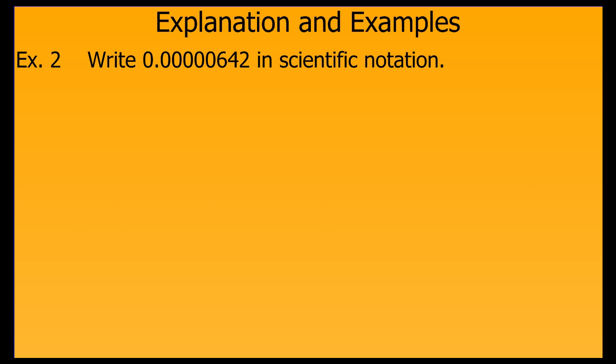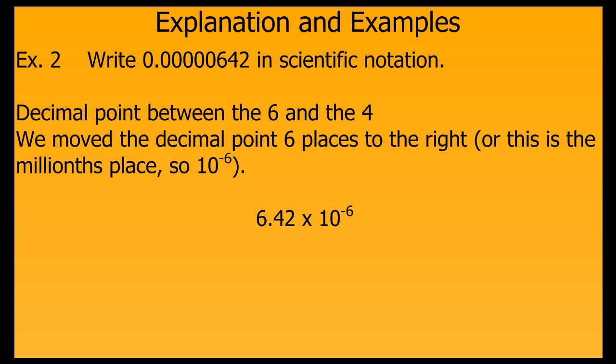Here's another example, this one a very, very small number. This time we place the decimal point between the 6 and the 4 to get 6.42, a number that is between 1 and 10. In order to do that, however, we had to move the decimal 6 places to the right, so our exponent is negative 6 because we're dividing by a power of 10. Or we can think of the 10 being in the millionths place, so 10 to the negative 6th power. Therefore, in scientific notation, 6.42 times 10 to the negative 6 is equivalent to 0.0000642.